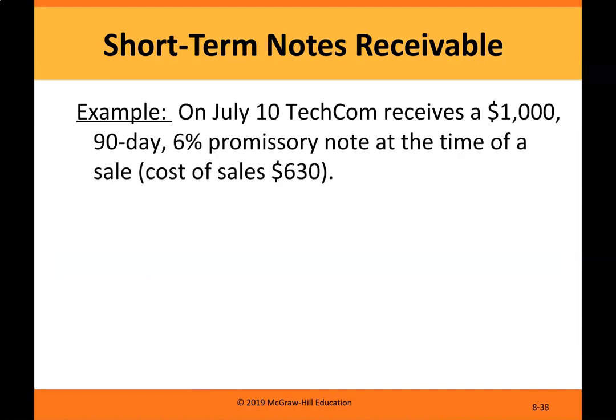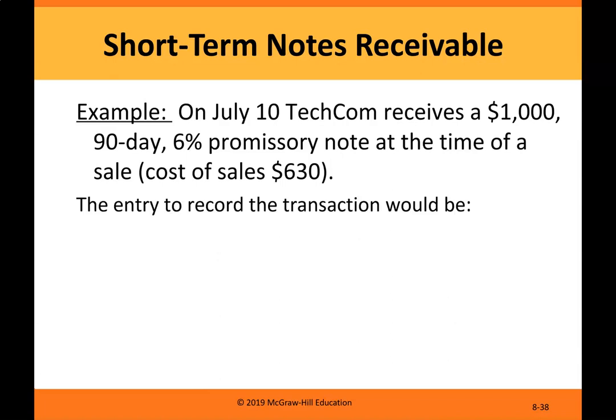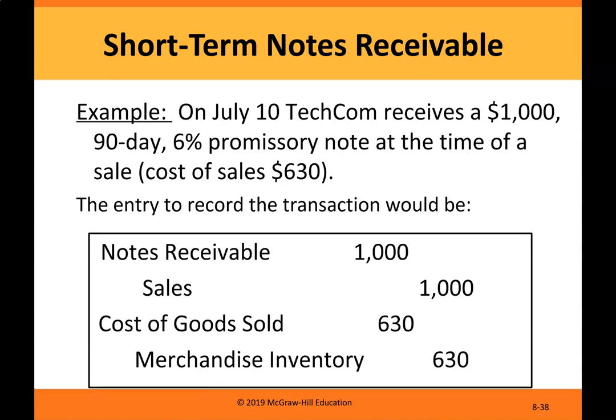Example: on July 10th, TechCom receives a $1,000, 90-day, 6% promissory note at the time of a sale. The cost of sales is $630. The entry to record the transaction would be debit notes receivable $1,000, credit sales $1,000, debit cost of goods sold $630, credit merchandise inventory $630.